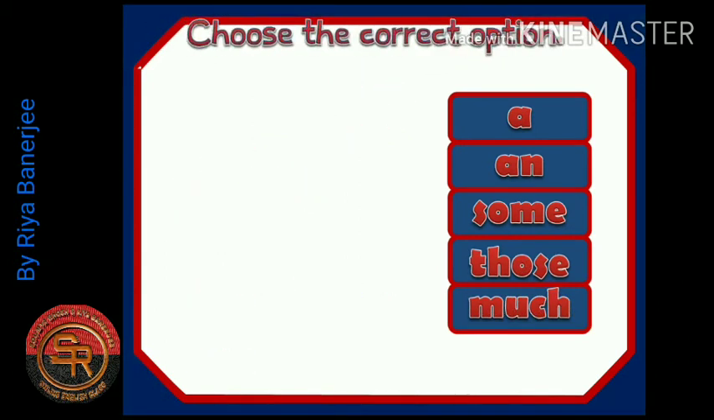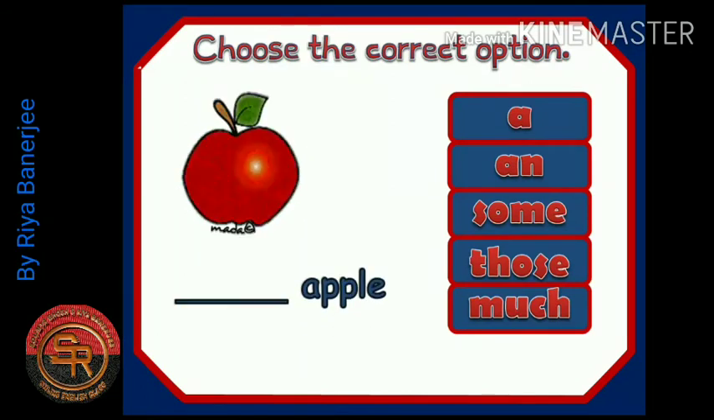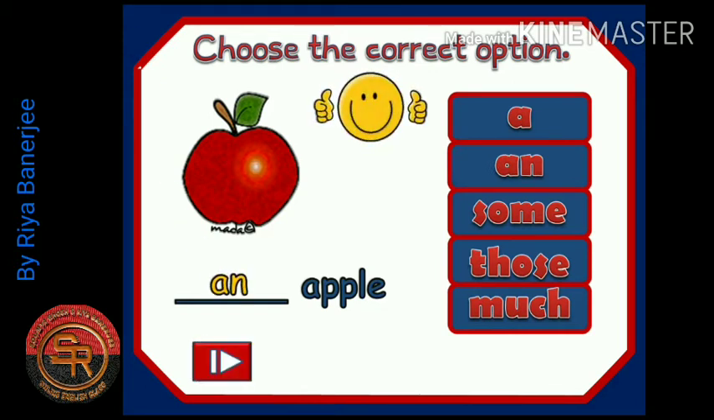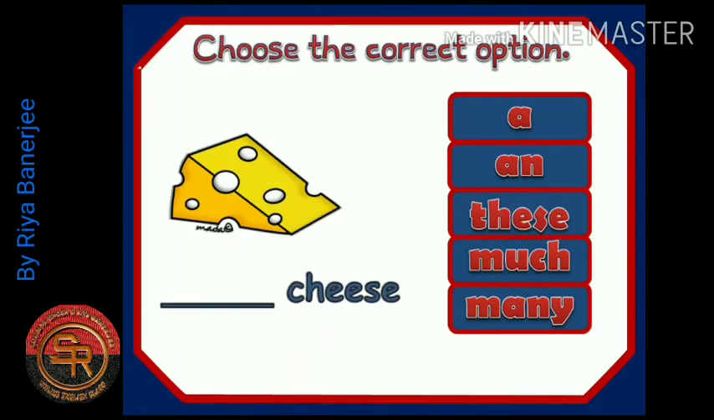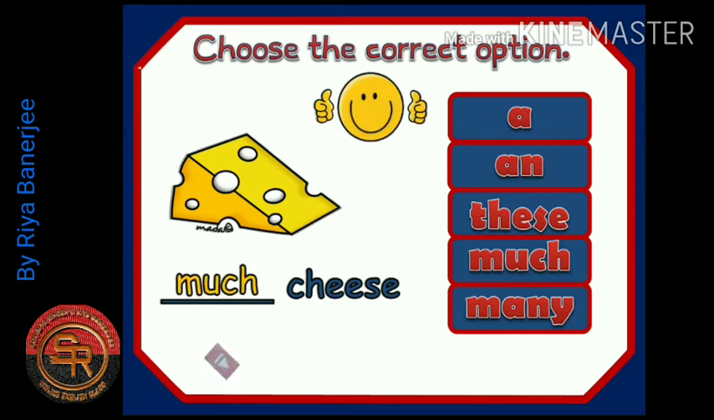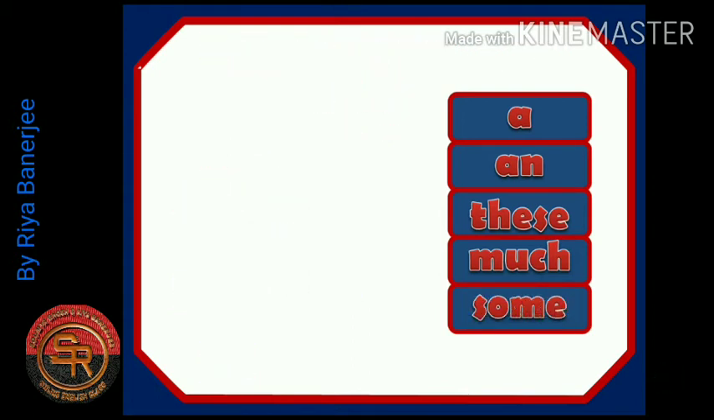Next example. Choose the correct option. Dash apple. Yes, it's very easy. An apple. You can count an apple, right? Next example. Choose the correct option. Dash cheese. Well, this is uncountable, a noun which refers to something we cannot count, right? So, much cheese. Much means a certain amount. We are not pointing out how much, but it's much cheese. We cannot count cheese.